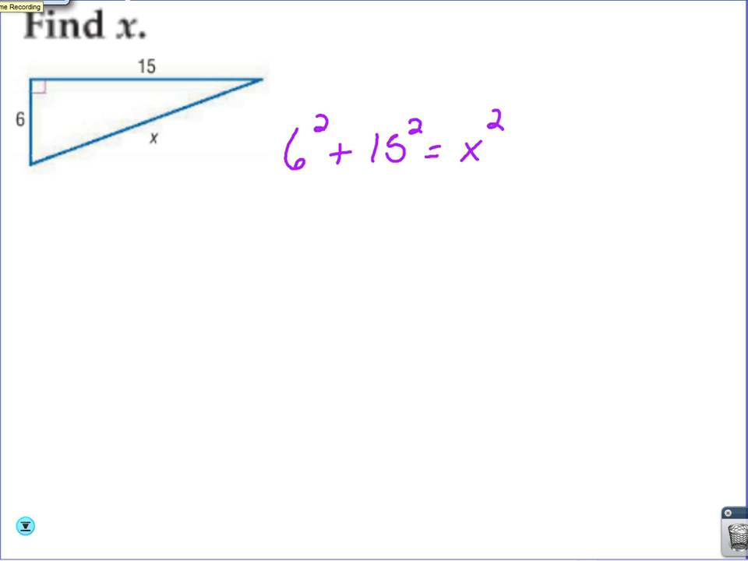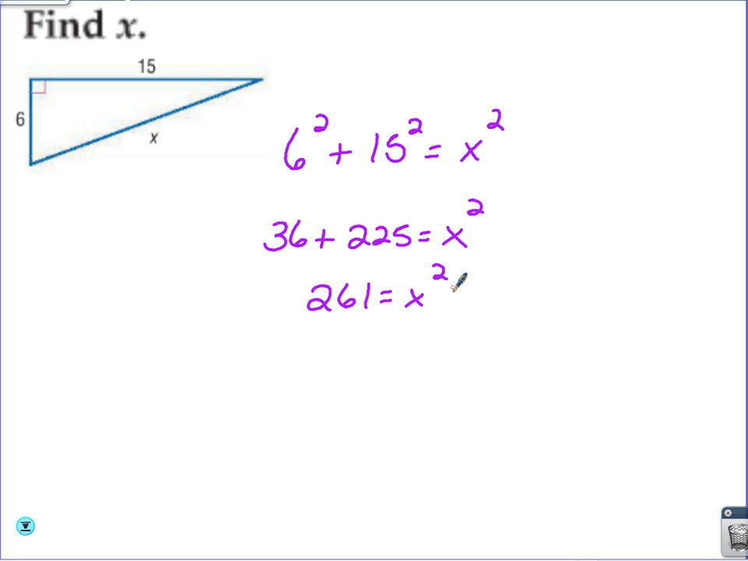Let me clean this up. 6 squared plus 15 squared equals x squared. I'll show all the steps. 36 and 225 is equal to 261, which equals x squared.